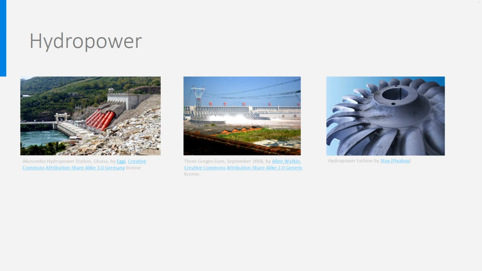On the left, a picture of the Akosombo hydropower station in Ghana on the Volta River with a power of 1 gigawatt. In the middle, the Three Gorges Dam on the Yangtze River in central China, delivering 22 gigawatt. And on the right, a typical turbine for hydropower. You see that the shape is different from the ones of steam and gas turbines.